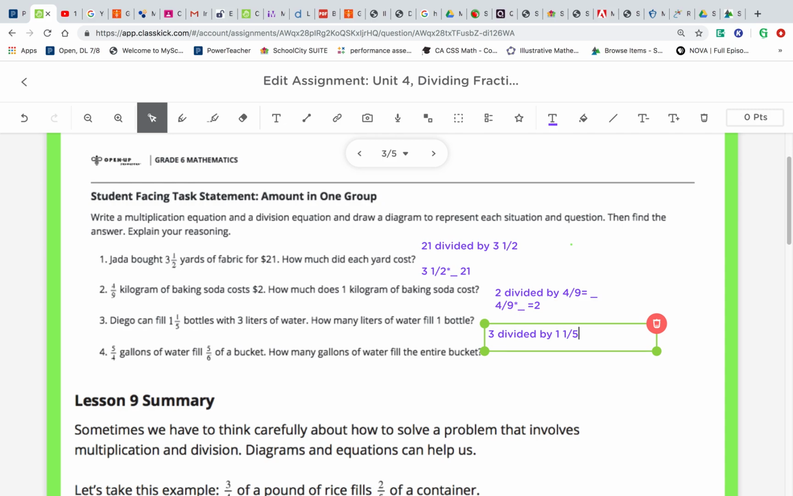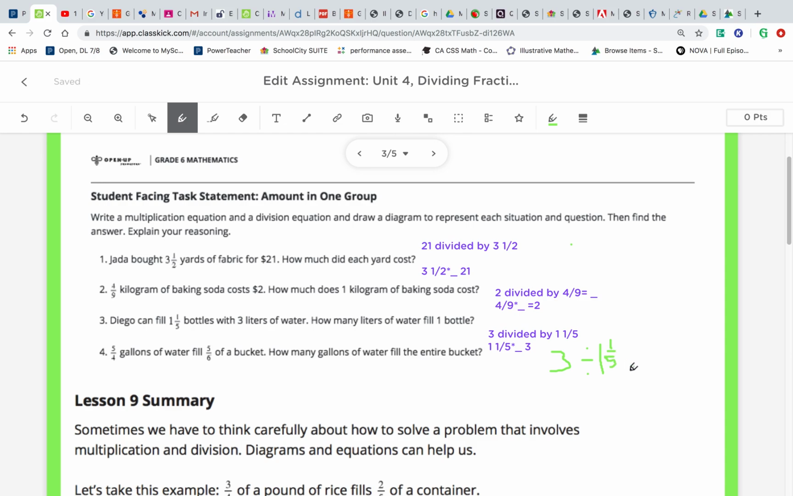For multiplication, you can see that it's going to be 1 1/5 times some unknown, and that's going to give us 3. Okay, so those are the equations of that. Okay, for the division, for solving it, 3 divided by 1 1/5. Okay, let me go ahead, I'm going to write it down here. So 3 divided by 1 1/5.